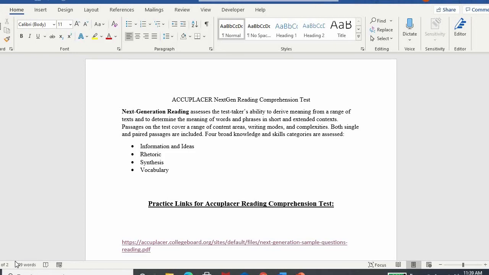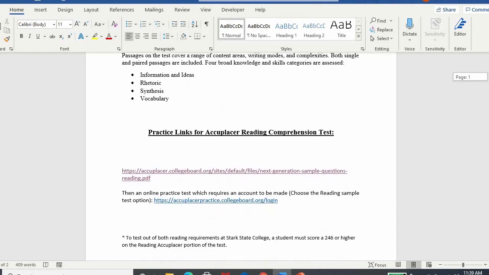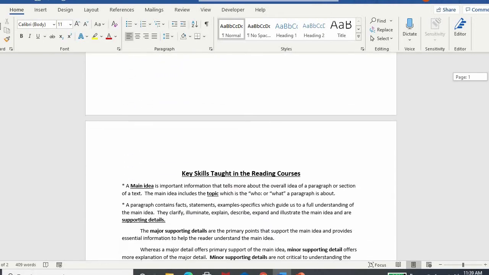So first, just a little bit about the ACCUPLACER reading. Overall, what the ACCUPLACER reading is doing is assessing your ability to derive meaning from the text that you read. And so the ACCUPLACER generally runs for the reading, you might have a 1-paragraph selection up to maybe 10 paragraphs. So it really does vary. And then the broad knowledge and categories that are being assessed are passages that include information and ideas, rhetoric, synthesis, and vocabulary. So before we really get into the links for the comprehension practice test for ACCUPLACER, I'm going to go ahead and go down to the key skills taught in reading courses.